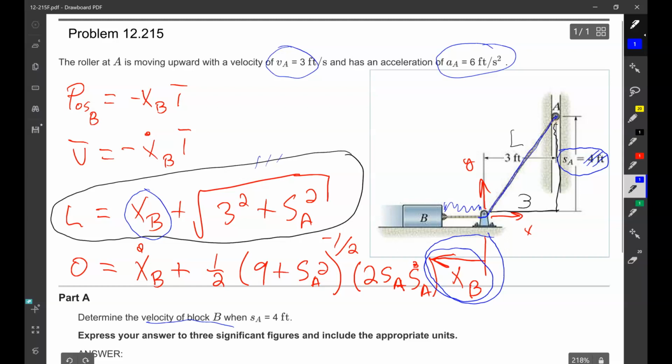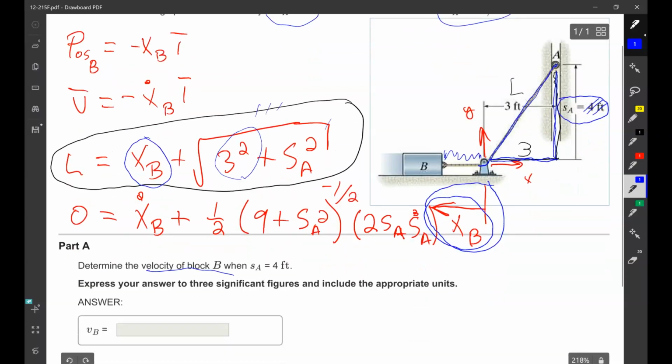So the hypotenuse is equal to the square root of the sum of the squares of the 2 legs. One leg is 3. It's always 3, so I can put it in as 3. So it'll be 3 squared plus this side here, the vertical leg, so that would be plus SA squared. So that's my equation for the length of rope.